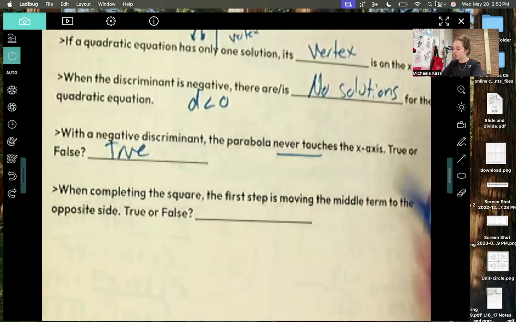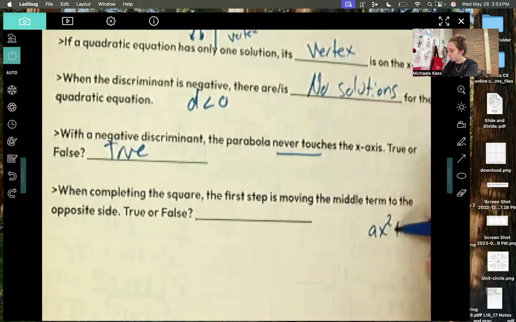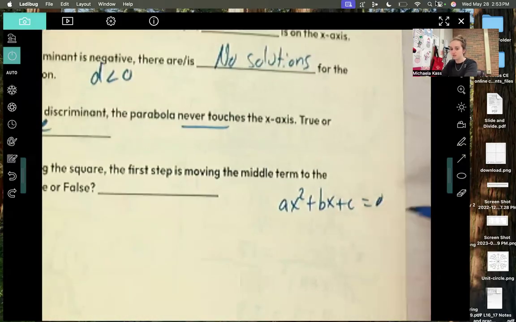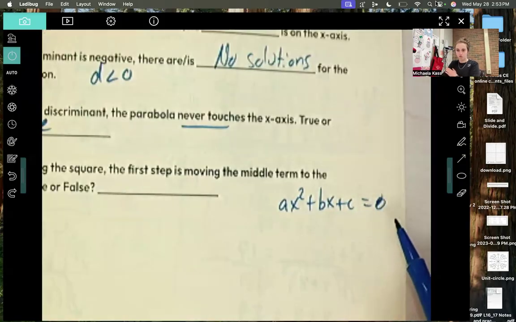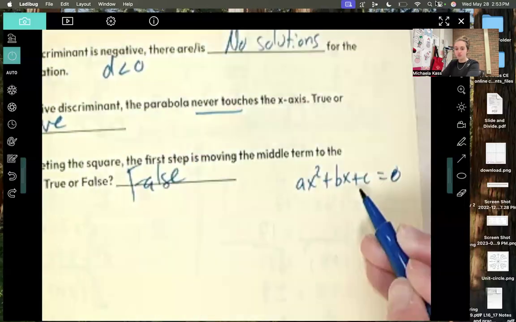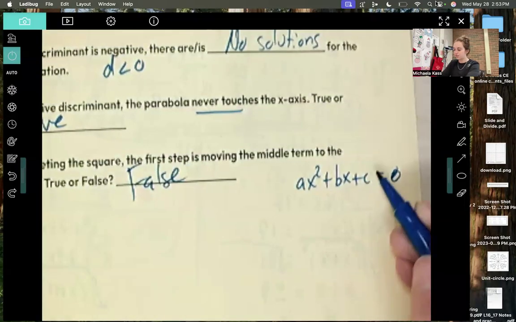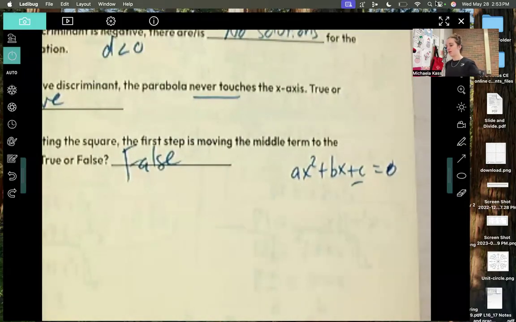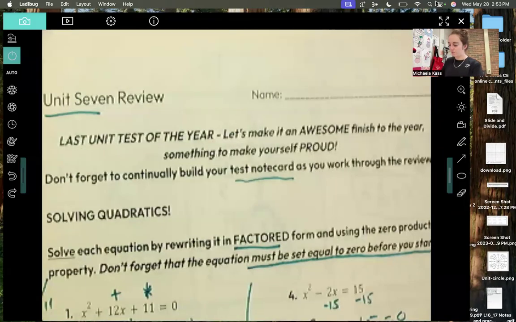So the middle term, if you guys forgot, the middle term is b. Do we first move bx over? No, we don't. We move c over, okay? c is the term that gets moved, not b. So that's false. All right, so that wraps up the review packet.